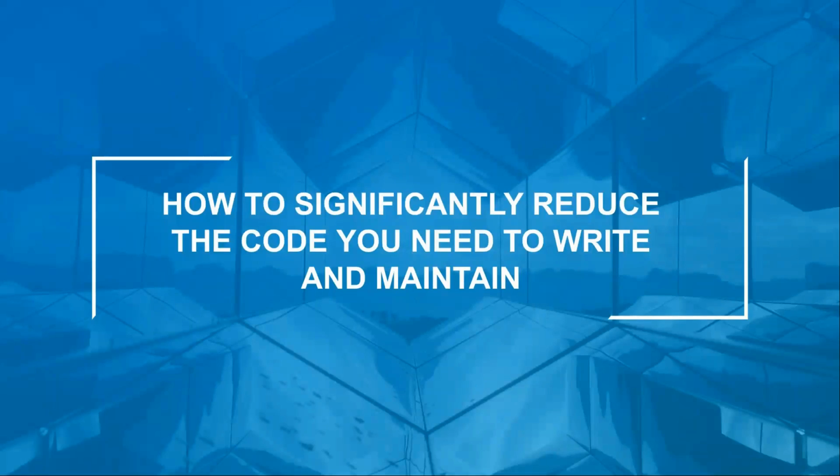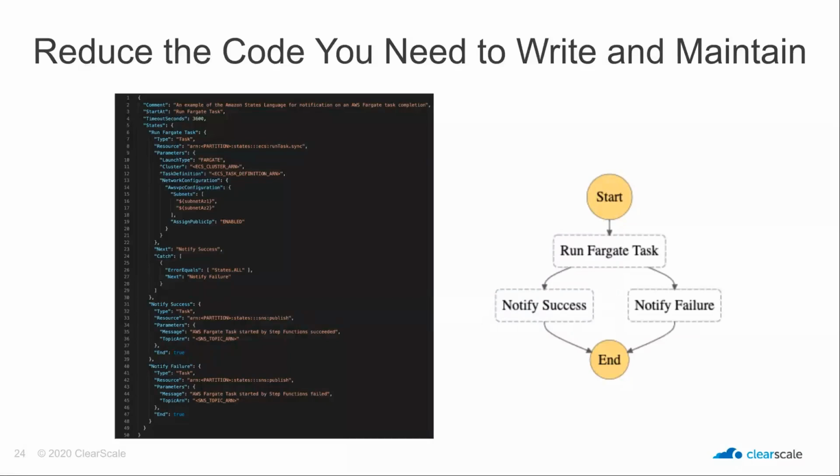Great, so how to significantly reduce the code you need to write and maintain. This is an example of a step function. On the right-hand side is the actual output that this JSON has. This is what you see in the console. And when you run the step function, you'll be able to see the task running through these different states.